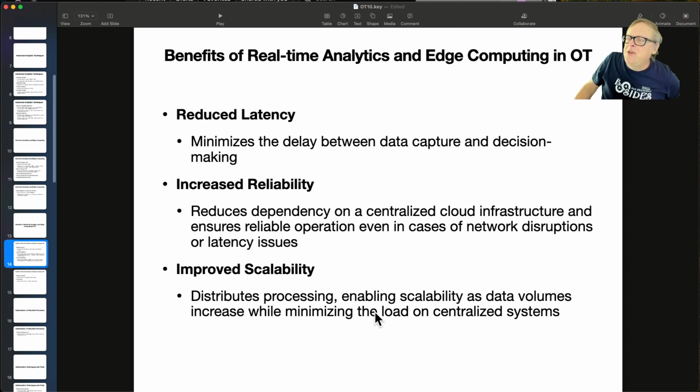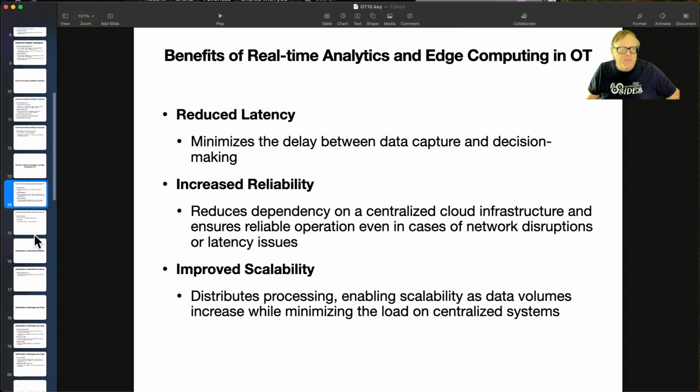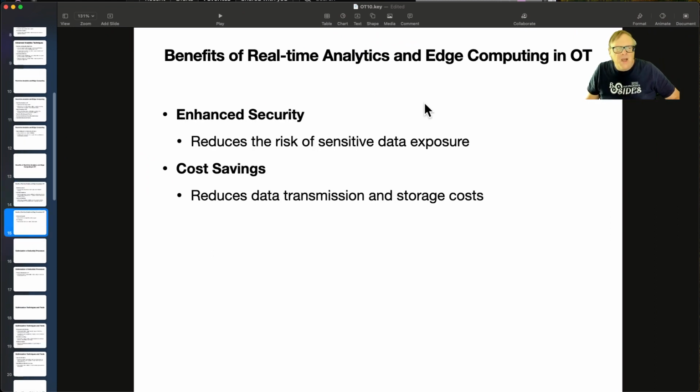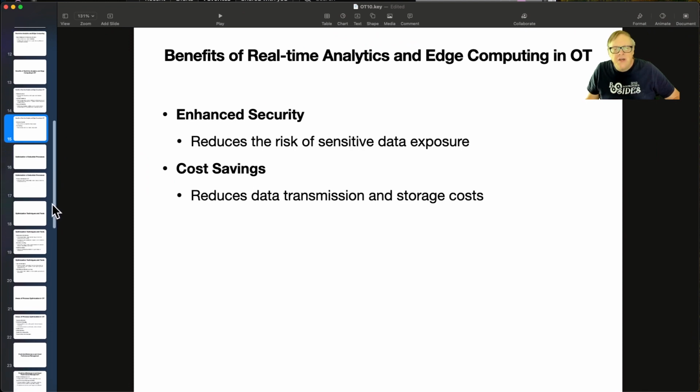As you increase the size of your network, you'll also be adding more computing devices to keep up with the load. And therefore, perhaps enhanced security. It may mean that sensitive data stays locally and does not get sent a large distance where it might get stolen, and therefore might save some costs, although I think it would increase some other costs.